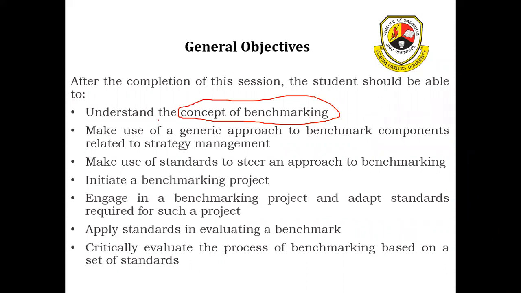So we want to understand the concept of benchmarking and what it is, and its relationship to strategy management, how it contributes to strategic management. We are also going to look at some standards which guide benchmarking. And hopefully you'll have skills to initiate a benchmarking project. One of the things we sincerely hope for as people who teach is that you go with these skills to your workplace.